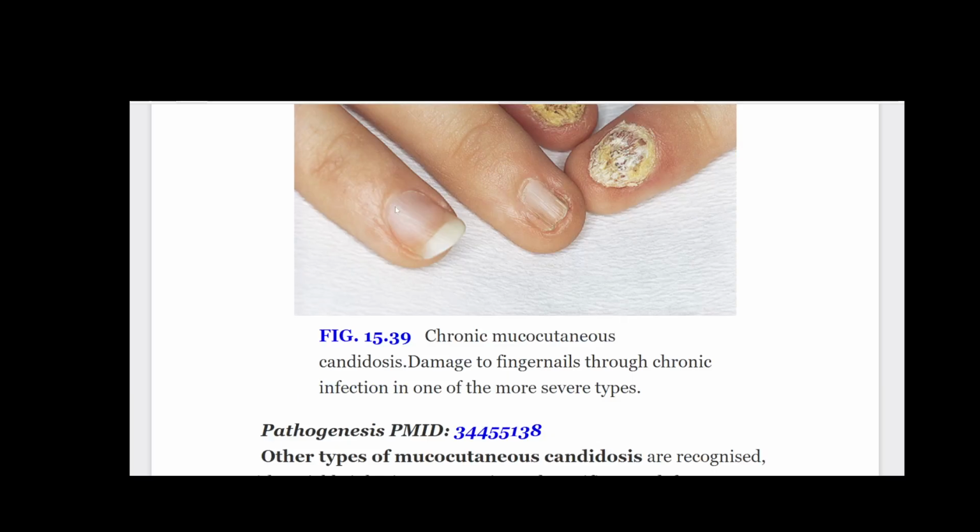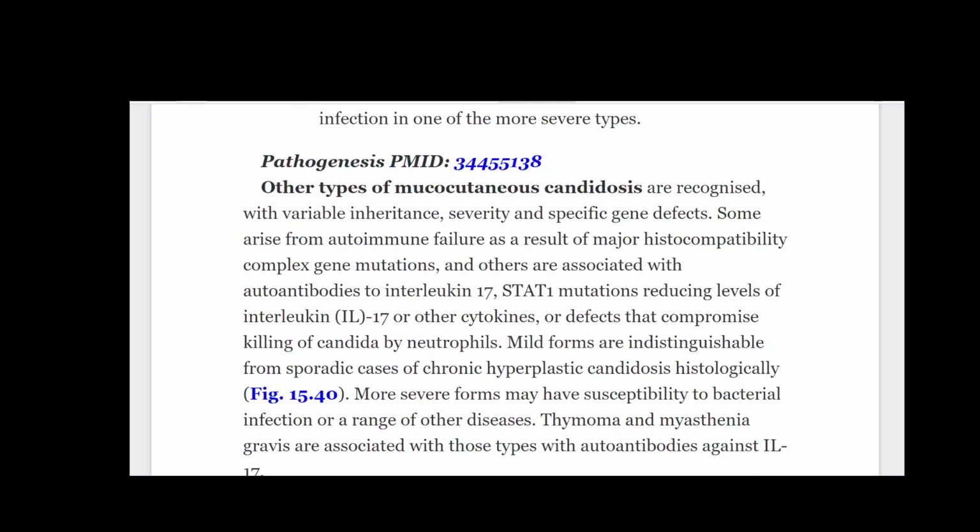34,455,138 Other types of mucocutaneous candidosis are recognized, with variable inheritance, severity and specific gene defects. Some arise from autoimmune failure as a result of major histocompatibility complex gene mutations, and others are associated with autoantibodies to interleukin-17, STAT1 mutations reducing levels of interleukin, IL-17 or other cytokines, or defects that compromise killing of Candida by neutrophils. Mild forms are indistinguishable from sporadic cases of chronic hyperplastic candidosis histologically, Fig. 15.40. More severe forms may have susceptibility to bacterial infection or a range of other diseases.